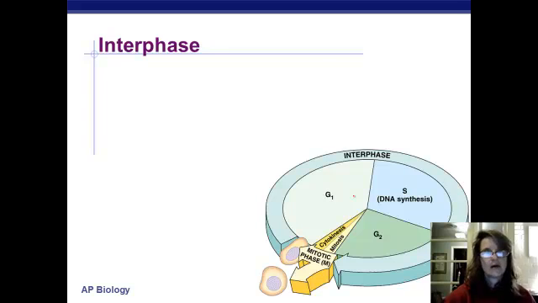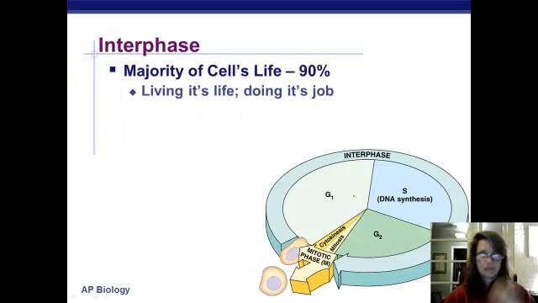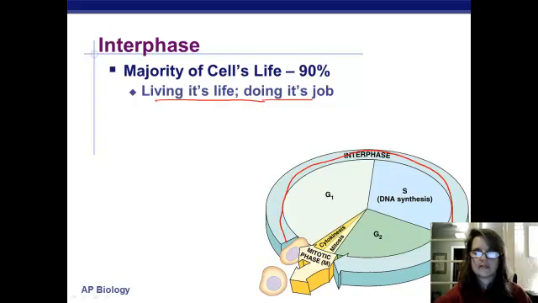All right? So, interphase, then, is part of the cell cycle where the cell is spending most of its life, 90%, living its life, doing its job. So if we look at the cell's life as a pie chart, it's going to be spending the vast majority of its time in interphase. And look at this tiny slice of the pie where we're actually going to divide the cell. A very small slice of the pie indeed.